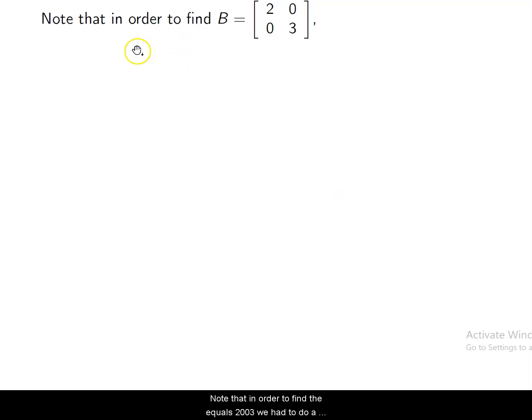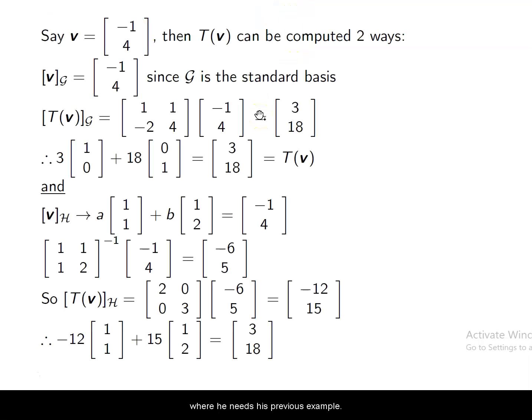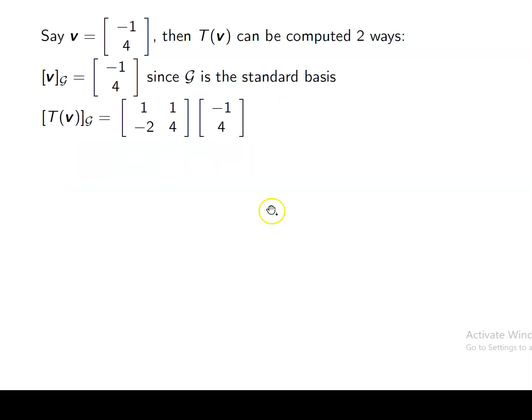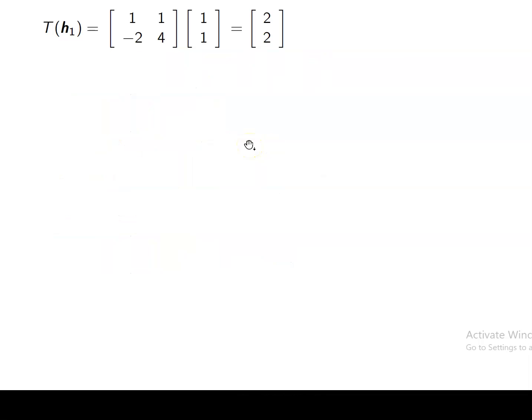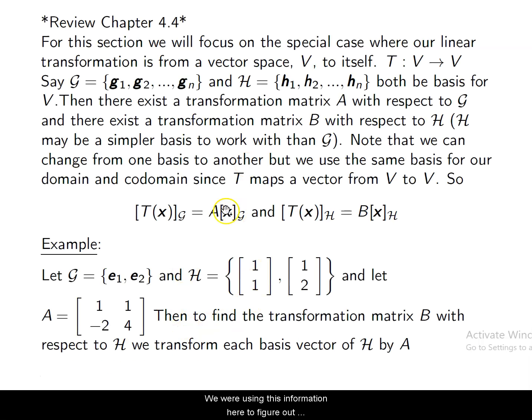So note that in order to find B equals 2003, we had to do a couple of things. Okay, so really what we're going to do is we're going to use this previous example here, and we're going to write it out in general. We're going to generalize the process that we did here so we can do this anytime. Okay, so remember what I said. We were using this information here to figure out what B was.